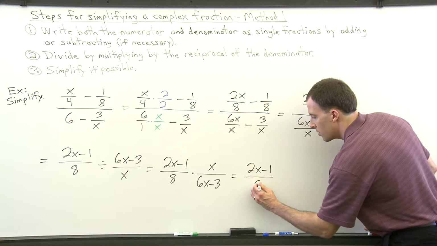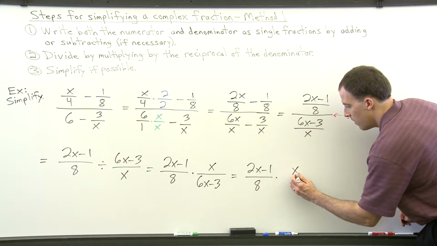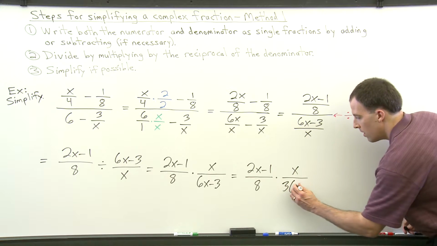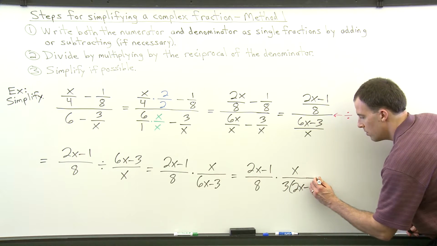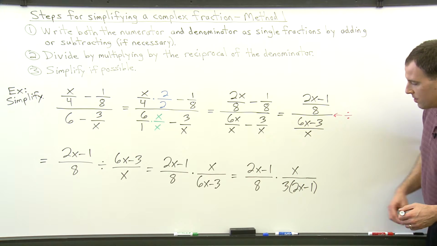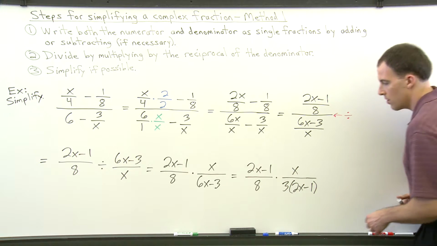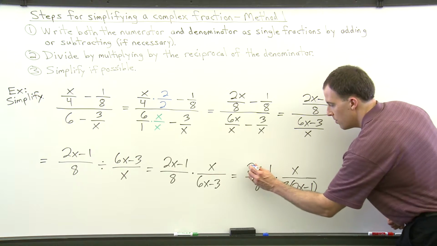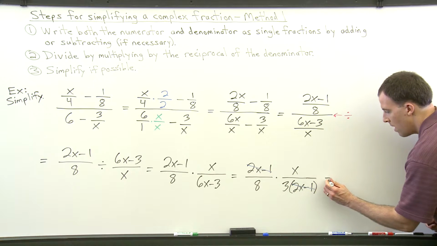So I'm keeping the first fraction exactly the same, 2x minus 1 all over 8, and I'm going to factor out a 3 from the second denominator. That would leave us with 2x minus 1. So the second denominator factors as 3 times 2x minus 1. To complete the simplification here, notice that the 2x minus 1s are common factors, so they can be reduced. We can just cancel those out and then perform the multiplication, and we are done.